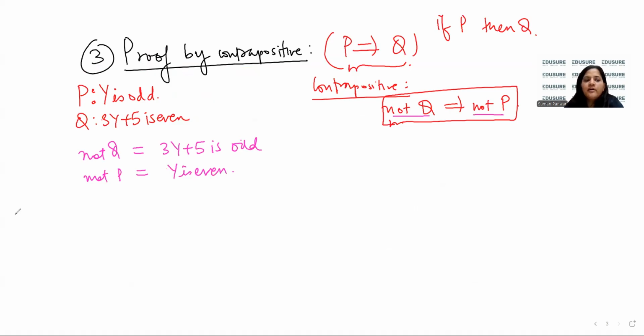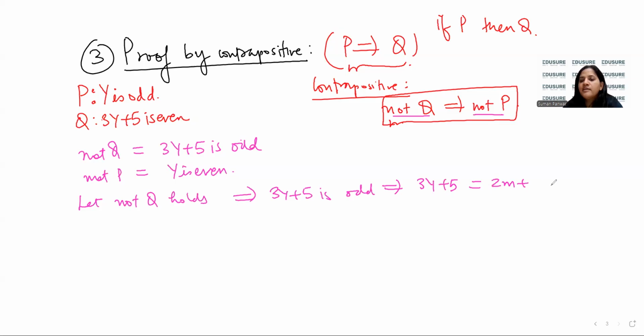So let not Q hold. This implies that 3y plus 5 is odd. This implies that 3y plus 5 is 2m plus 1, where m is an integer. This implies that 3y is equal to 2m plus 1 minus 5. So this implies that 3y equals 2m minus 4.